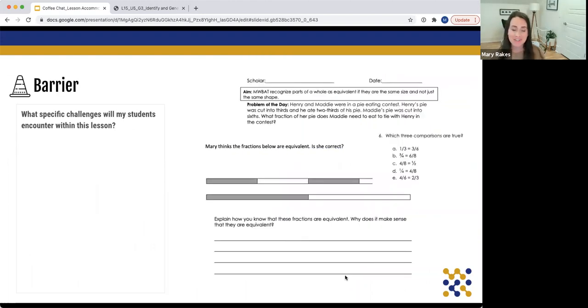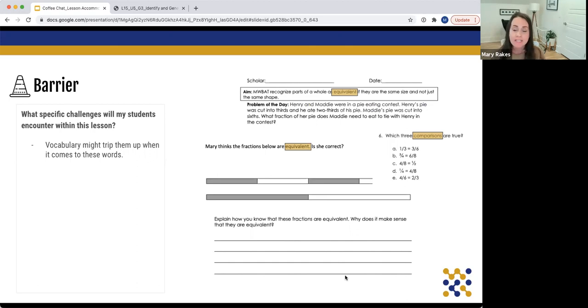Once I have an understanding of my students, I can think about what barriers these students in this class might face with this lesson. So I've got some screenshots here from the lesson, and we're going to talk through some of the barriers that might be presented. The first thing I think about is that I see there are some specific vocabulary words that are going to trip them up potentially.